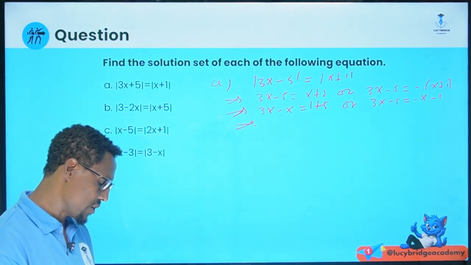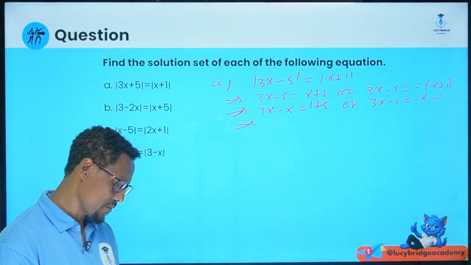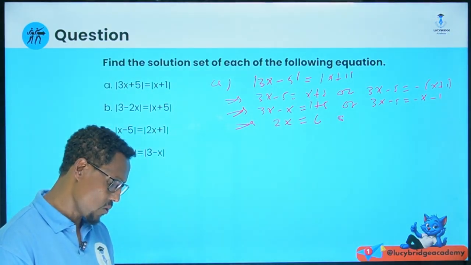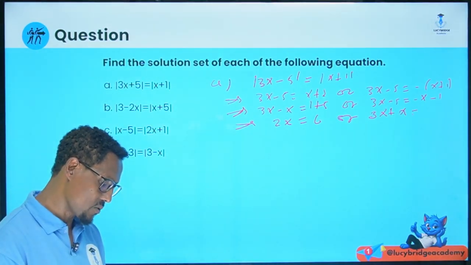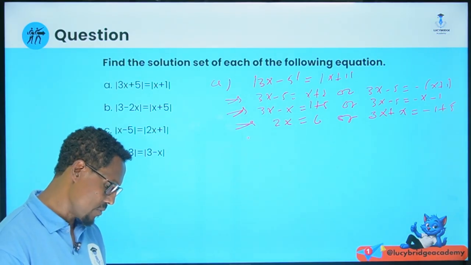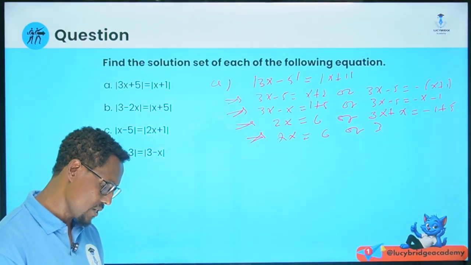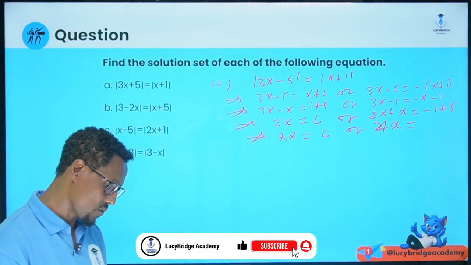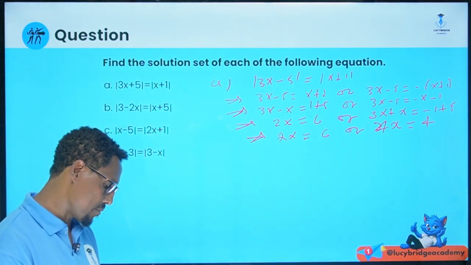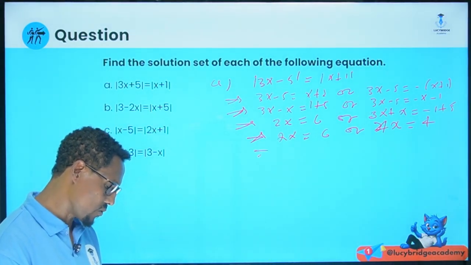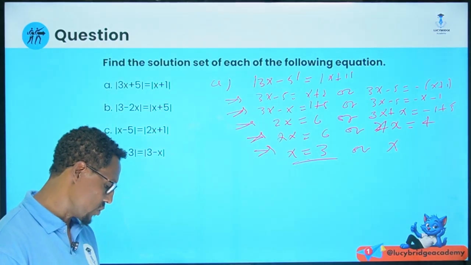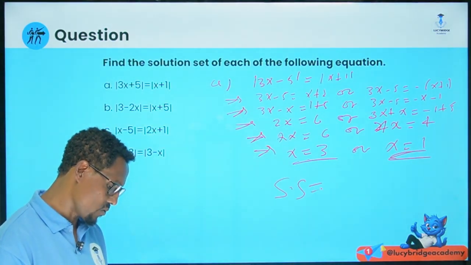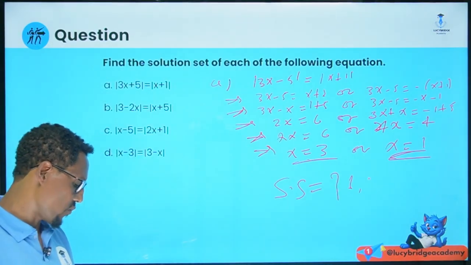This means 3x minus x is 2x, which is equal to 6, or collecting like terms, 3x plus x is equal to minus 1 plus 5, which implies that 2x is equal to 6, or 4x is equal to 4. Dividing both sides by 2, x is equal to 3, or dividing both sides by 4, x is equal to 1. So the solution set for A is 1 and 3.